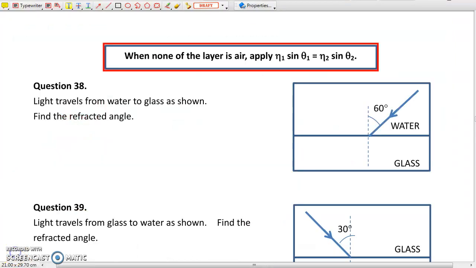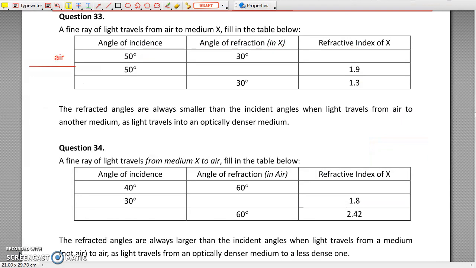If none of the media is air, Snell's law appears in a different format, as you may find on page 40. So let me show you how to apply the formula as in question 33a. We may have sine 50 degrees over sine 30 degrees equals the refractive index of x, and it equals 1.532.